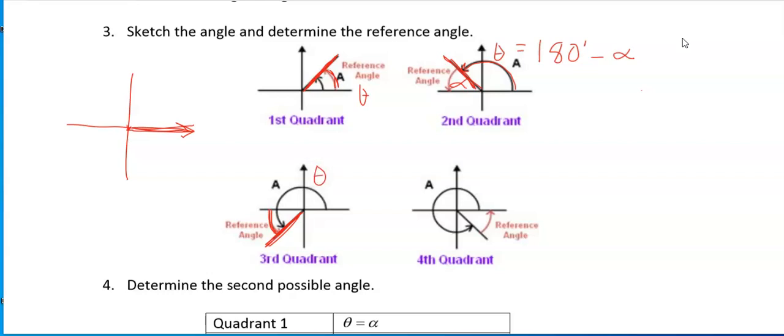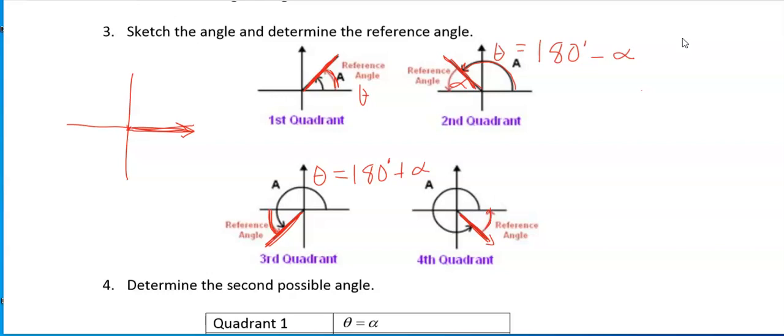Now you can see theta in this case is going to be between 180 degrees and 270. And in order to calculate your theta in this case, you would take your 180 degrees and you would add your reference angle alpha. And finally, what if your terminal arm ends up here in quadrant number 4, like so?